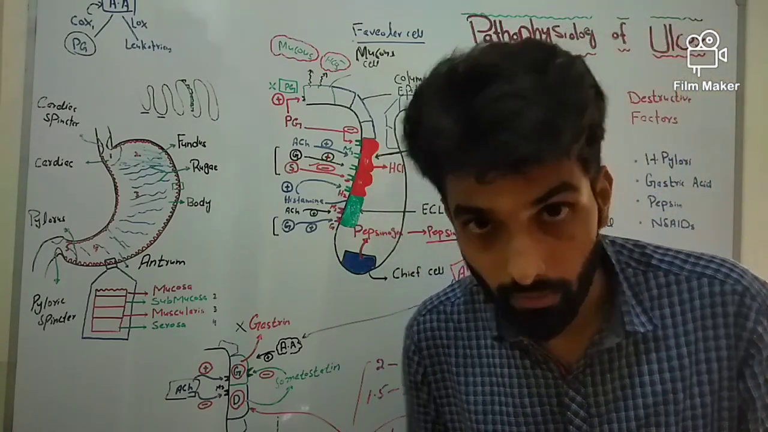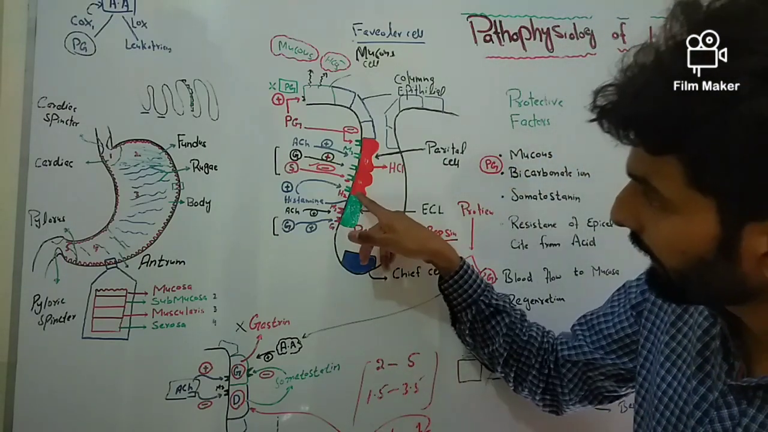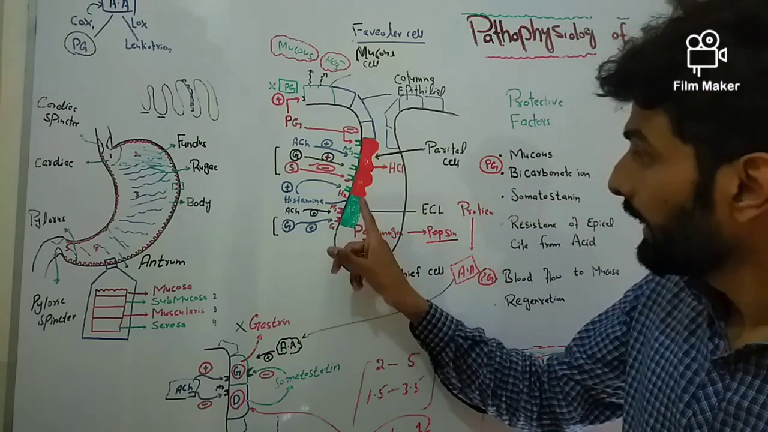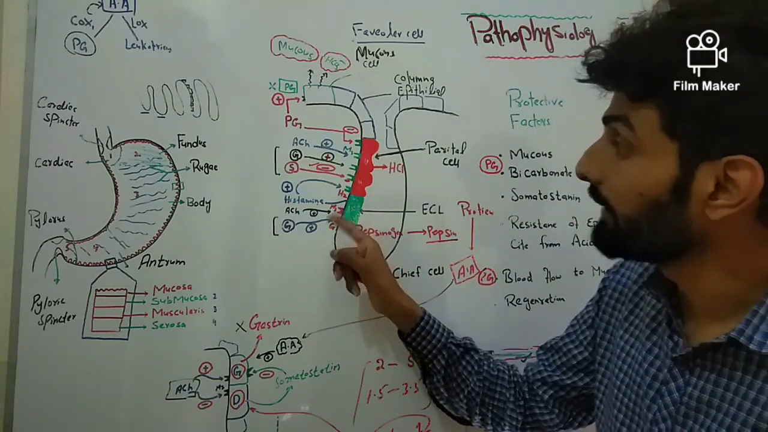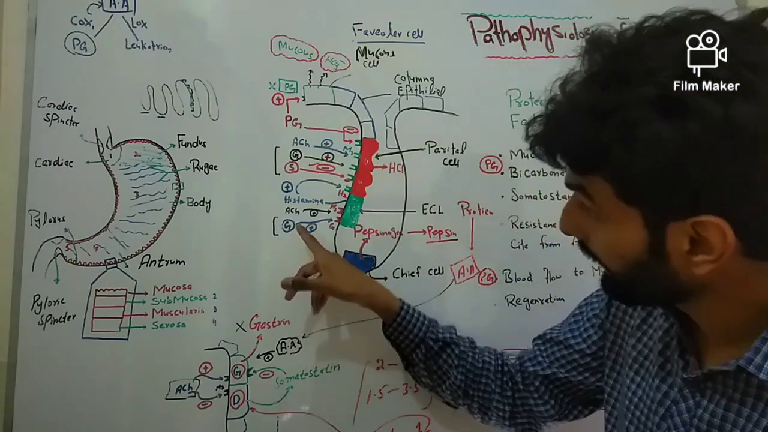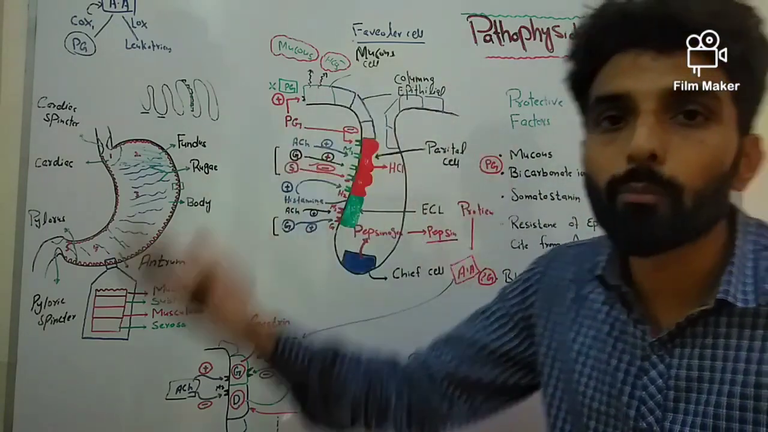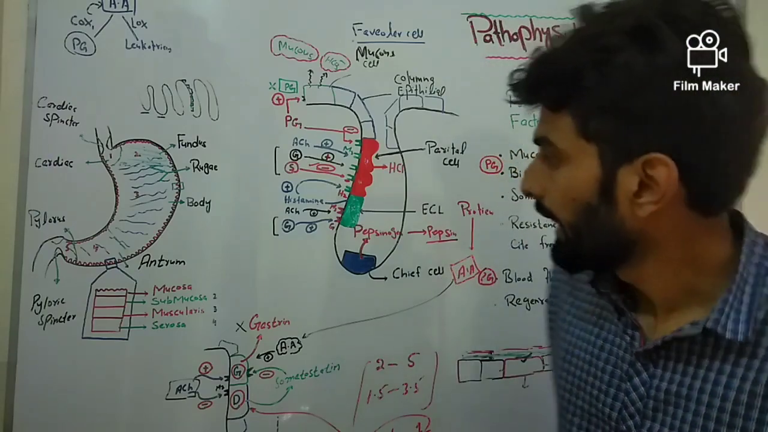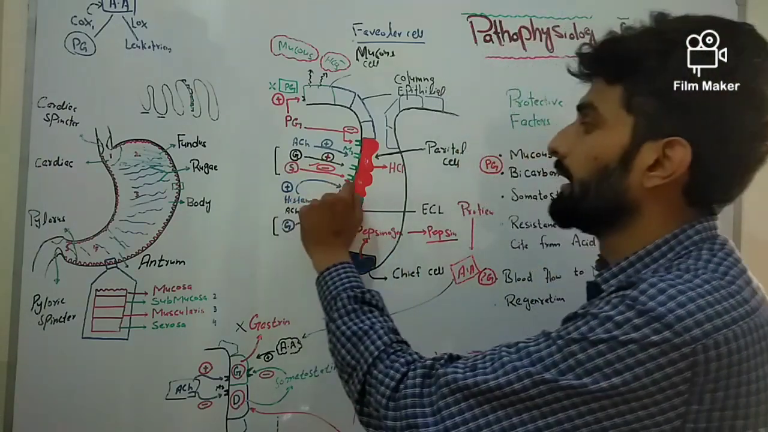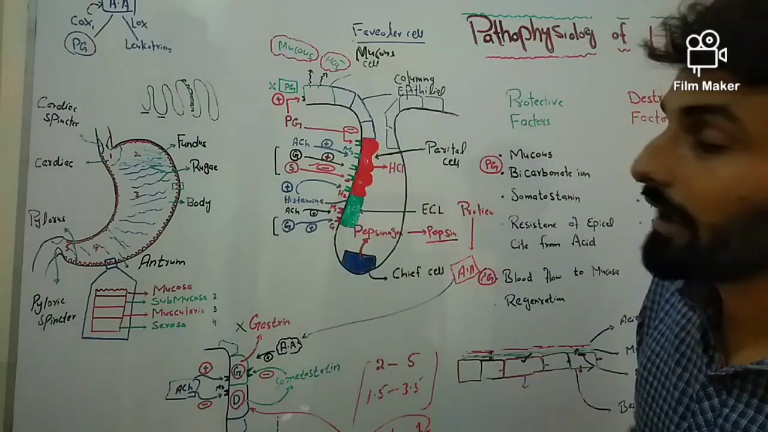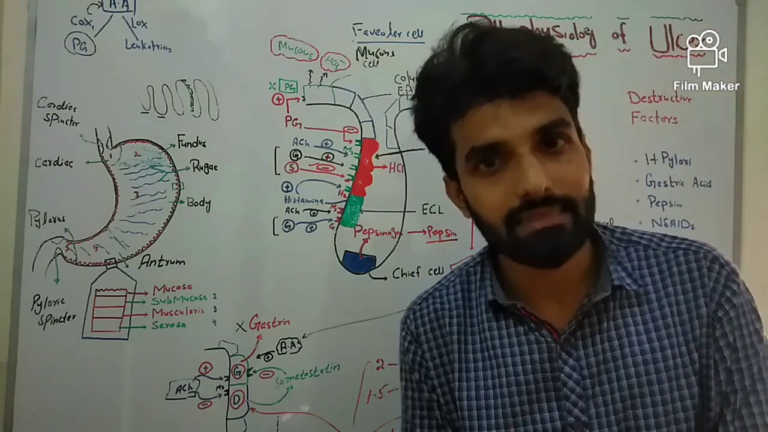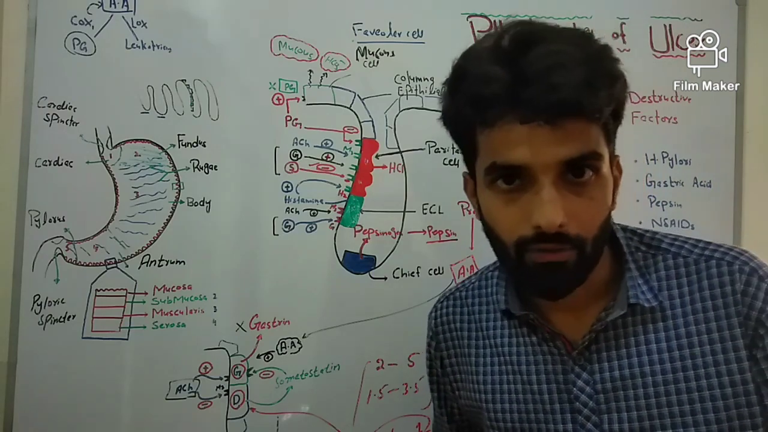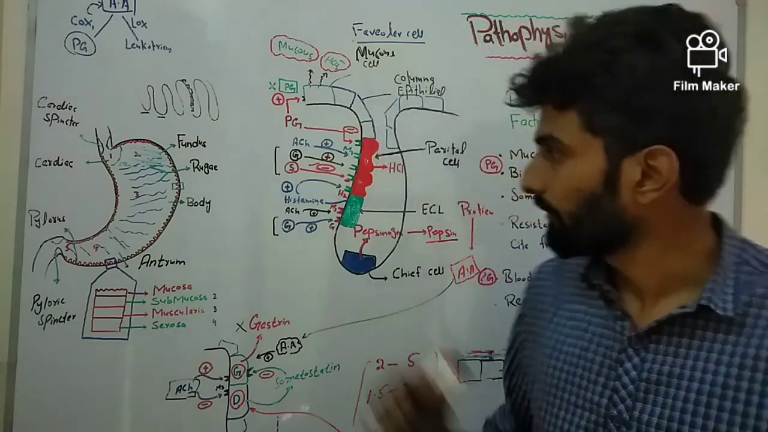At the same time, here you can see the H2 receptor for histamine. We know that the enterochromaffin cell releases histamine. Again, acetylcholine will stimulate the enterochromaffin cell to release histamine, and when this released histamine acts on the H2 receptors of the parietal cell, it will again increase acid secretion from the parietal cells.